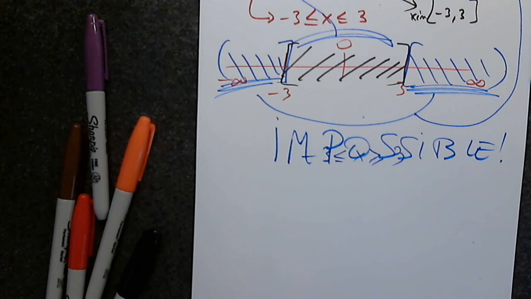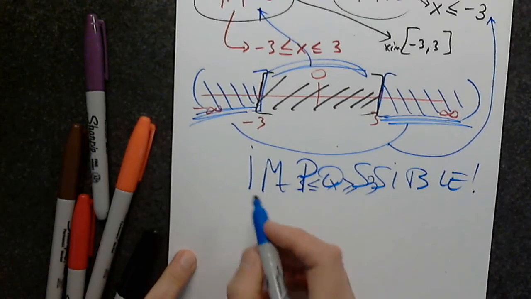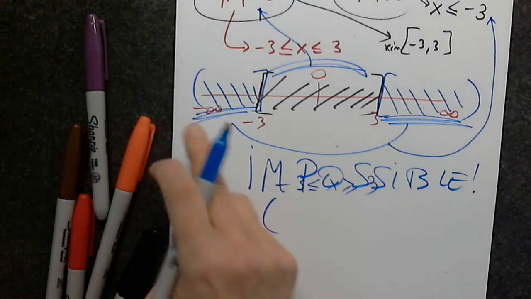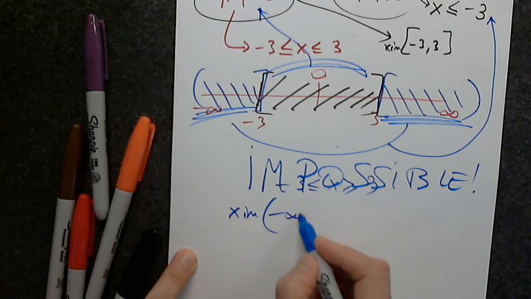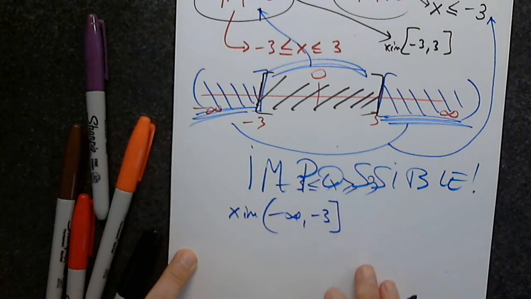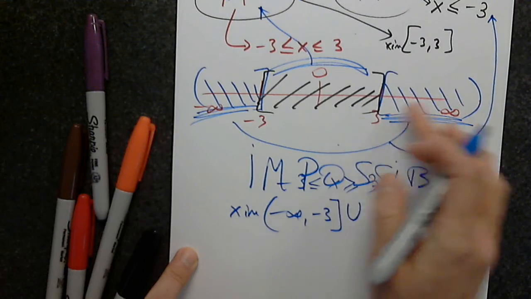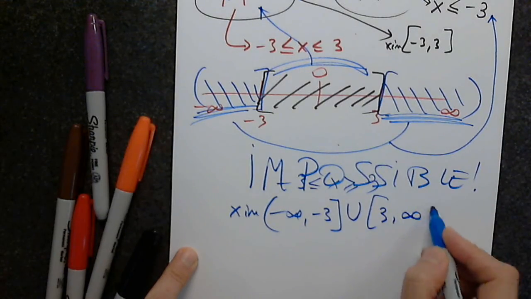So, coming back to write a solution. Let's take a look at the solution. The solution is written as x in the interval -∞ to -3, union 3 to infinity.